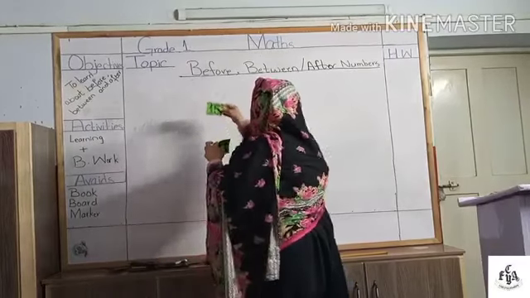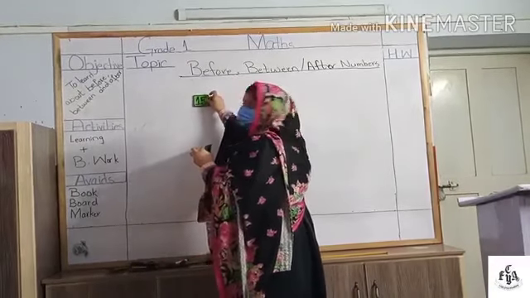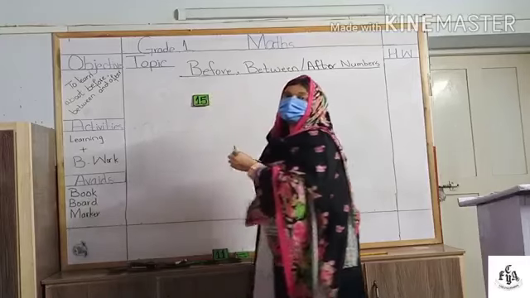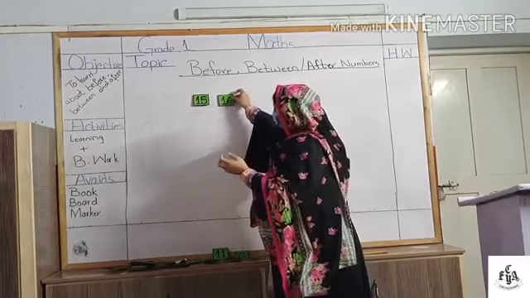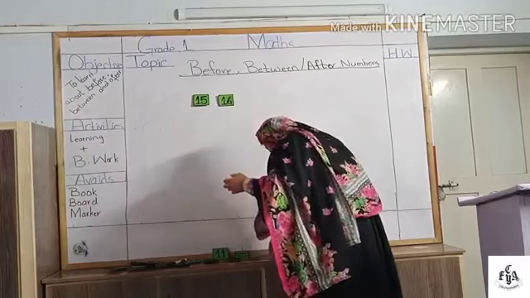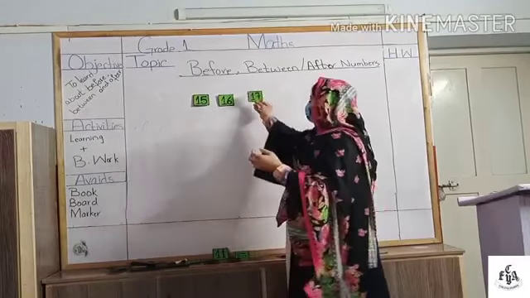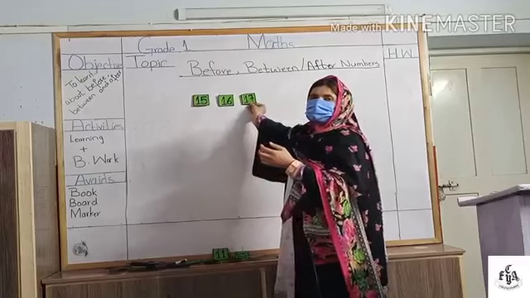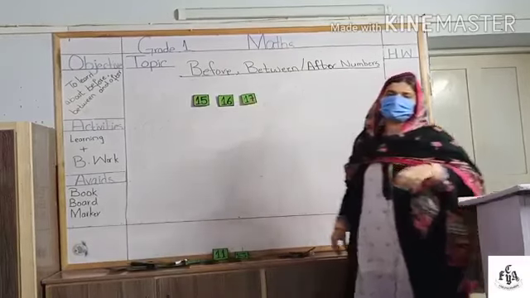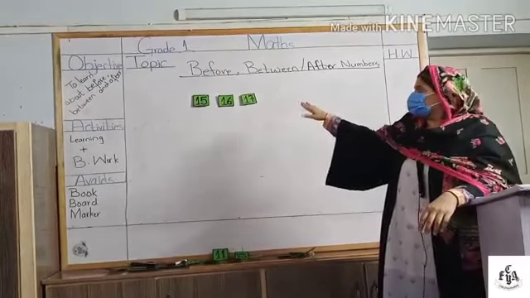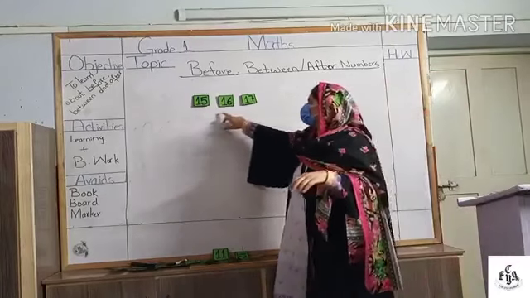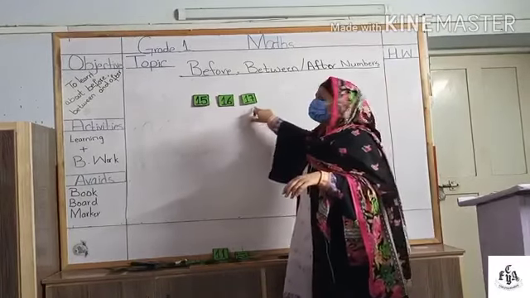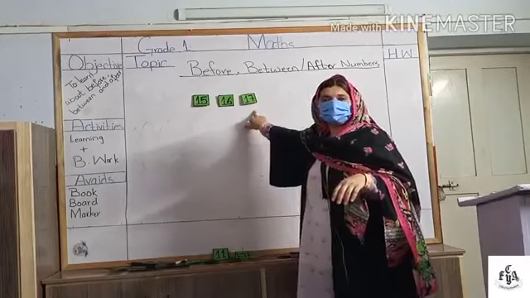Now look at here. What is this number? 15. The next number is 16, and another number is 17. Look at these three numbers. I paste here three numbers. The first is 15, the second is 16, the next is 17.